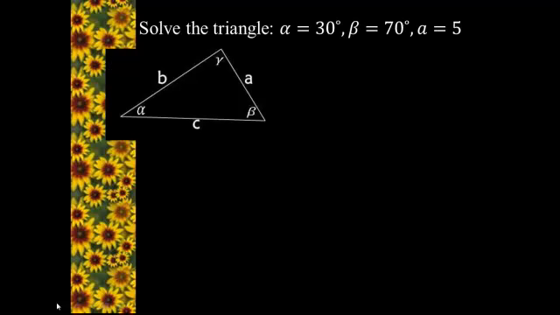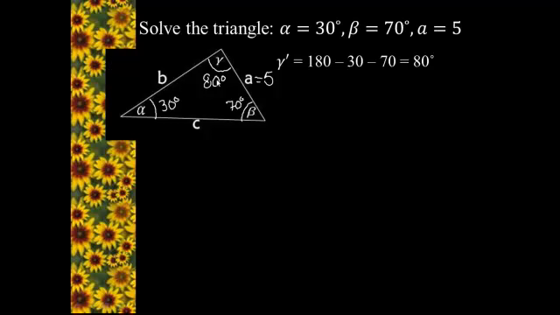Solve the triangle when alpha equals 30 degrees, beta equals 70, and A equals 5. The first thing you always want to do is fill in the triangle. So we know that alpha equals 30 degrees. We also know that beta equals 70 degrees, and that A equals 5. The first and easiest thing to find would be gamma. Gamma equals 180 minus 30 degrees minus 70 degrees, which gives us 80 degrees. So gamma is 80 degrees.